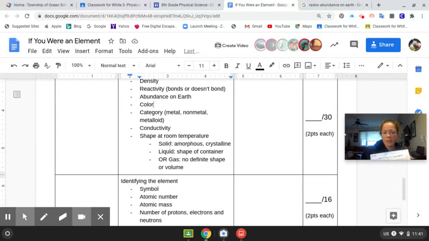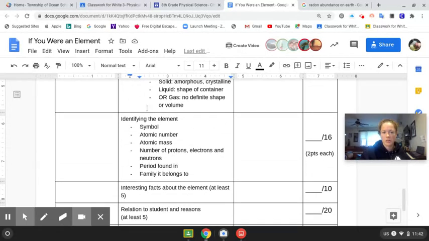Shape at room temperature. If it is a solid, you have to look this up. If it's a solid, you need to determine, is it an amorphous solid or a crystalline solid? And that's a little research. Again, depending on the element that you have, you might need to actually read a little bit to find the answer. If it's a liquid, then it's a liquid. It's not a solid. If it's a gas, same thing. It's not a solid, so you don't need to tell me if it's an amorphous or crystalline structure because it's a gas. But you do need to say which shape it is at room temperature.